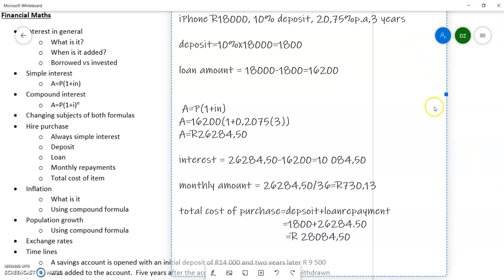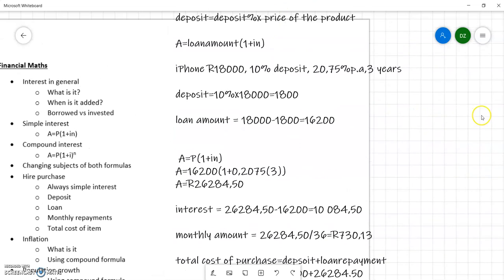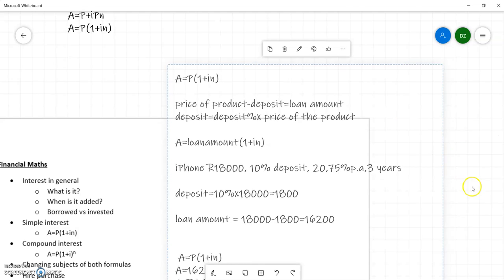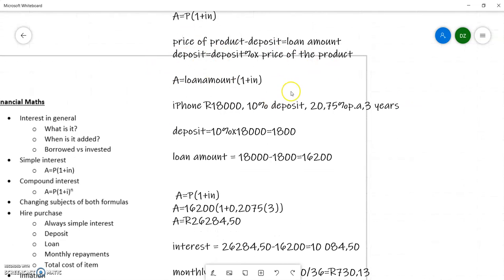So let's just do a very quick recap. We still have a few minutes before the video decides to cut off. So we started off with the fact that it was a hire purchase question. Hire purchase is always simple interest. Before we can just jump into the formula, we need to consider whether there's a deposit or not. A deposit is always a percentage of the price of your product, okay? And to get what your loan will be is your price of your product minus your deposit. Once you've got the loan amount, we can now put that into my formula, my simple interest formula.